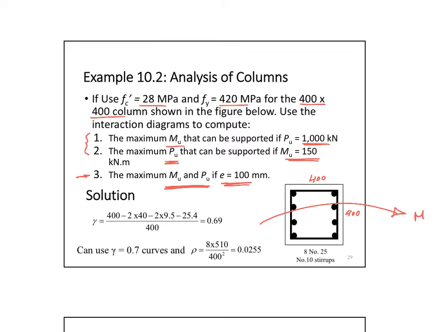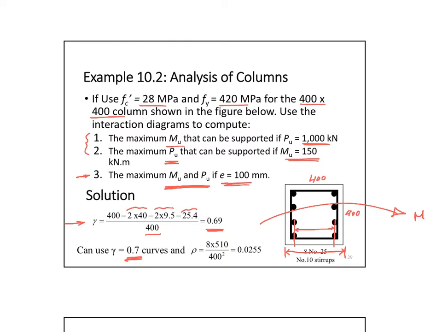Looking at the configuration of the column, I can simply calculate my gamma. How do I calculate the gamma? It is the distance between center to center, this distance, divided by the whole distance. Right? So I have those two distances divided by each other: 400 minus the two covers, minus the two stirrups or ties, minus half a bar and half a bar, that's 1 bar, divided by 400. That gave 0.69. In this case, I can use the curve of 0.7. It's pretty close, right?